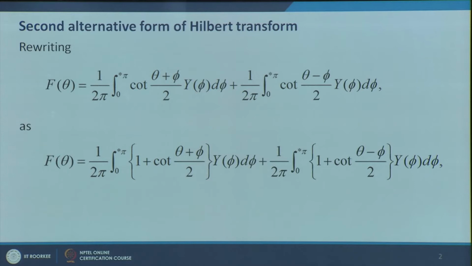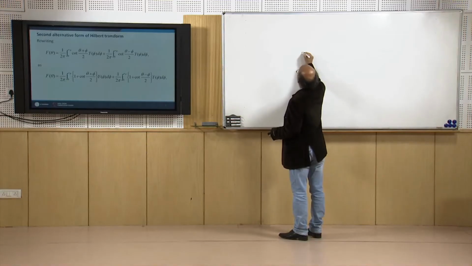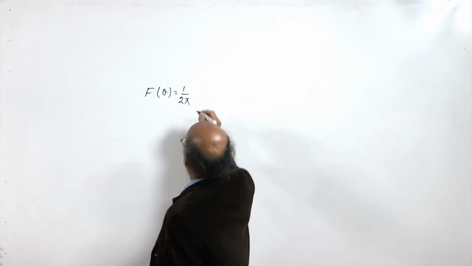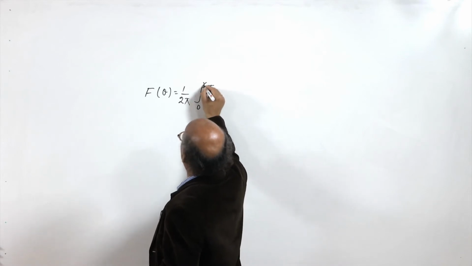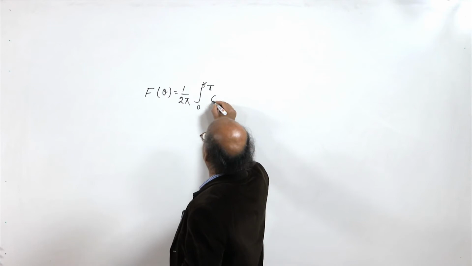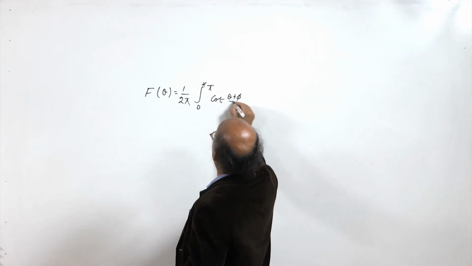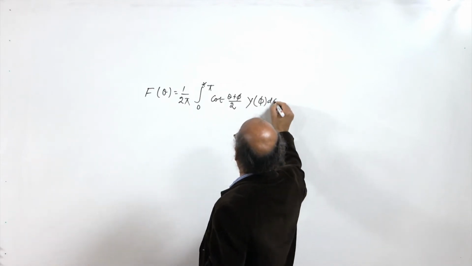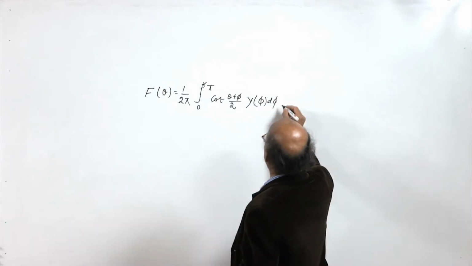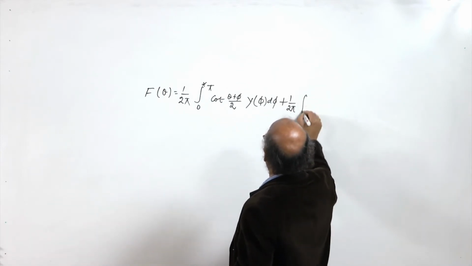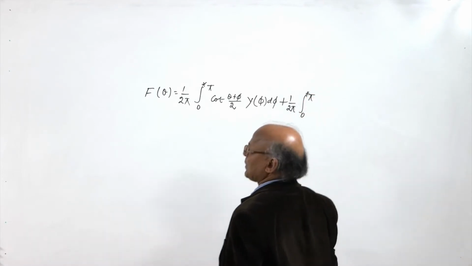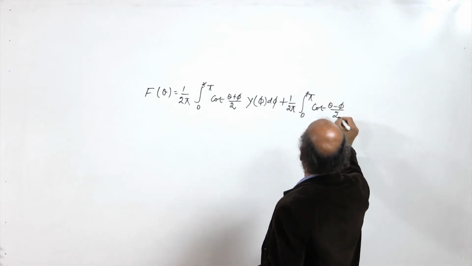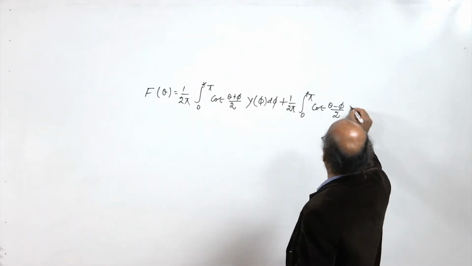So, f theta equal to 1 over 2 pi integral over 0 to pi cot of (theta plus phi) by 2, y phi d phi, plus 1 over 2 pi integral over 0 to pi cot of (theta minus phi) by 2, y phi d phi.